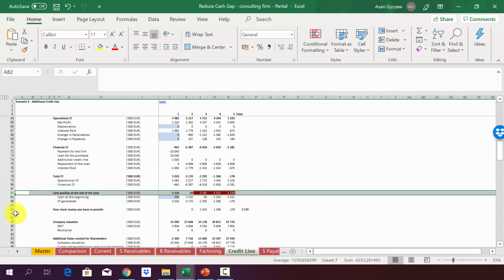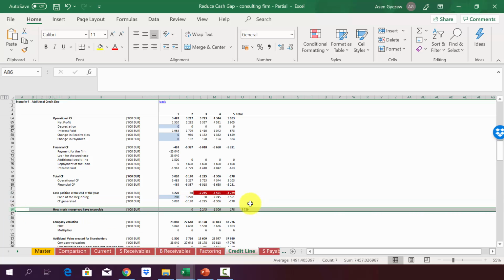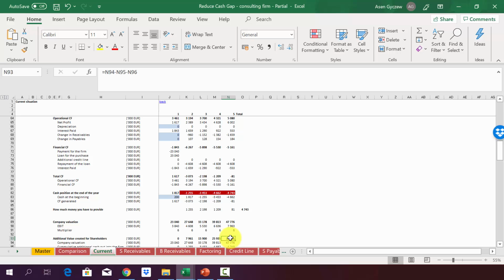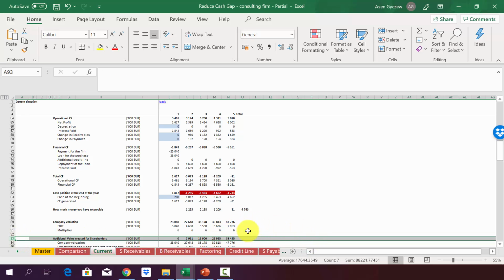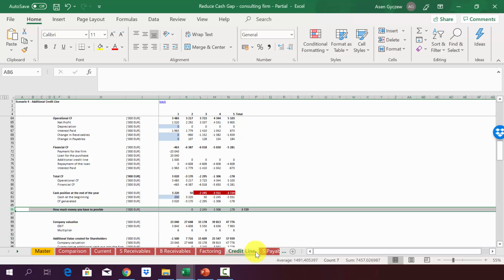So as you will see in row 86, we have to put 3.7 million into the company to support its growth, whereas with the current situation, it was almost 5 million. Now, when it comes to additional value created for shareholders, there is not much difference. So instead of having 38 million, we had 37.9 million. So we slightly decreased the additional value created for shareholders and we saved some cash, but it's not really a big difference when we compare it with the current situation.